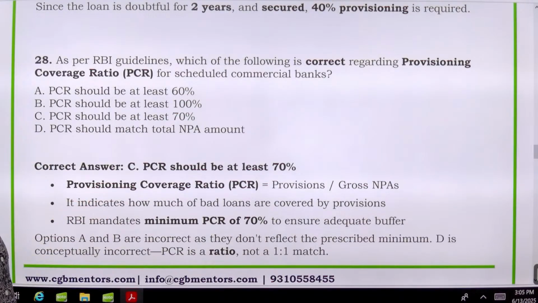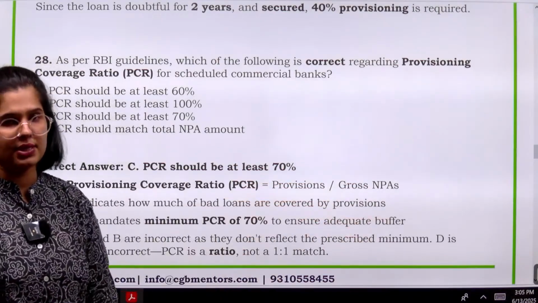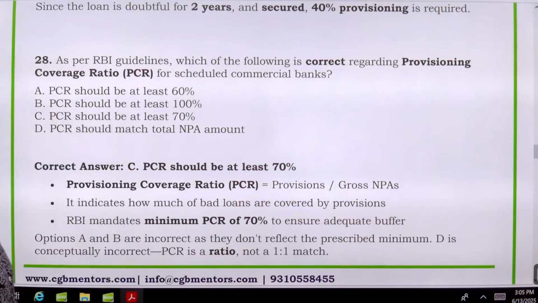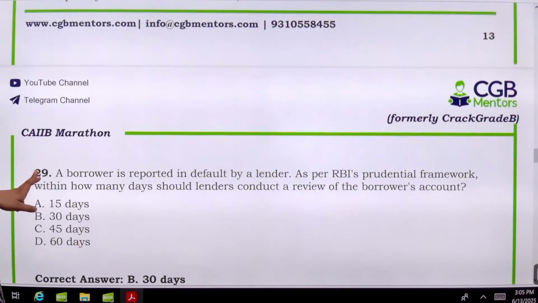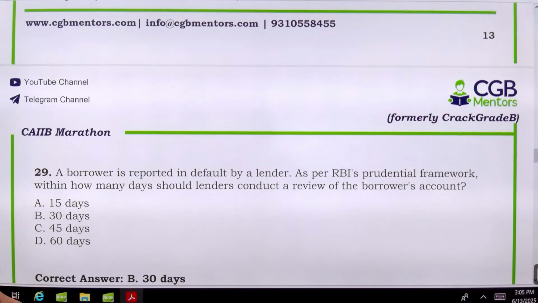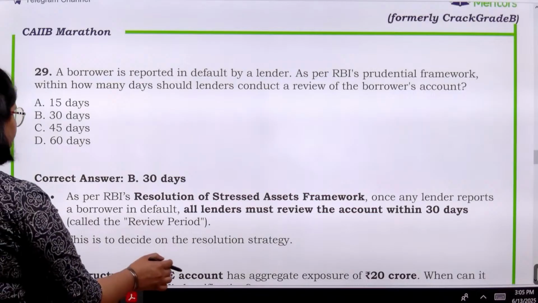The provision coverage ratio formula is your provisions divided by your gross NPAs, that means the loan accounts that have become bad, right? Next is, a borrower is reported in default by the lender as per the RBI prudential framework. Within 30 days they have to conduct a review of the borrower's account, and we call it a review period.